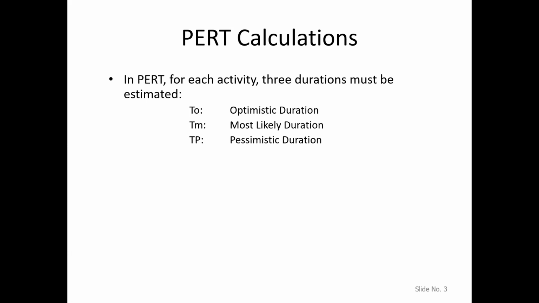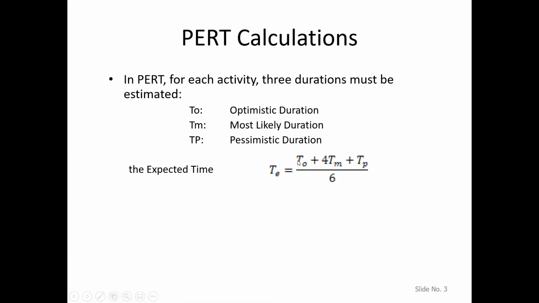In PERT, for each activity, there are three durations that must be calculated. One of them is TO, the optimistic duration. The other is TM, the most likely duration. And the third is TP, the pessimistic duration. From these three durations, the expected time for the completion of the activity is calculated by this formula.